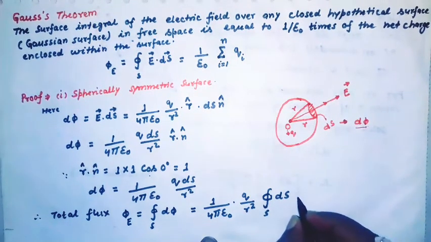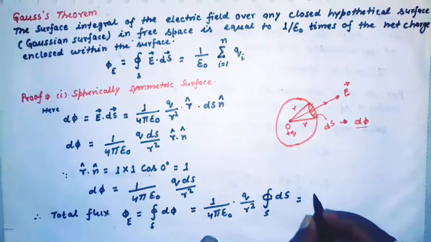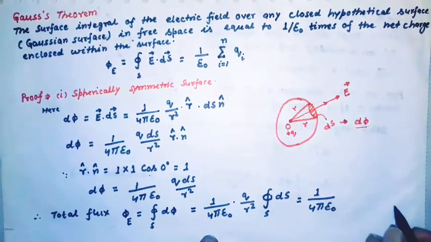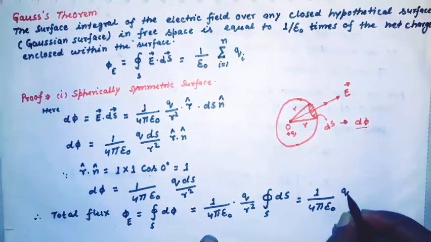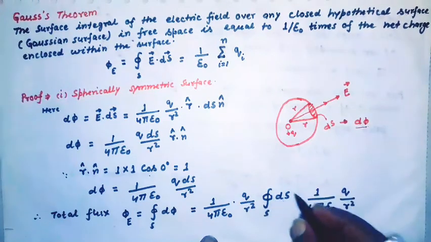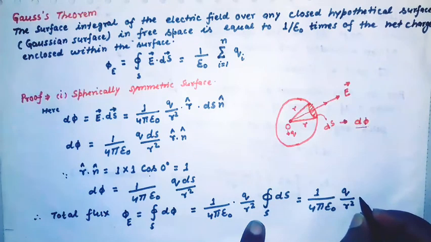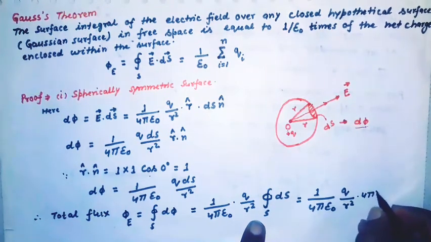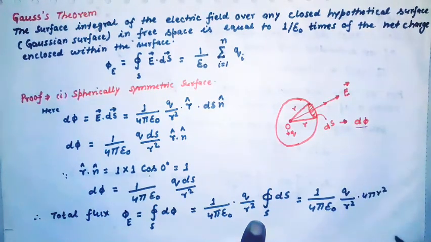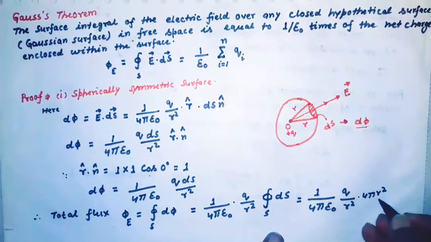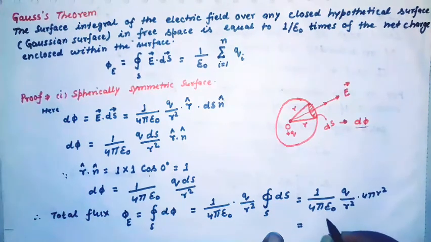So this will give 1 upon 4 pi epsilon naught q upon r square, and this ds is nothing but the surface area of the sphere, and the surface area of this sphere will be 4 pi r square. So 4 pi will be cancelled out, r square will be cancelled out. Only the remaining term will be q upon epsilon naught.